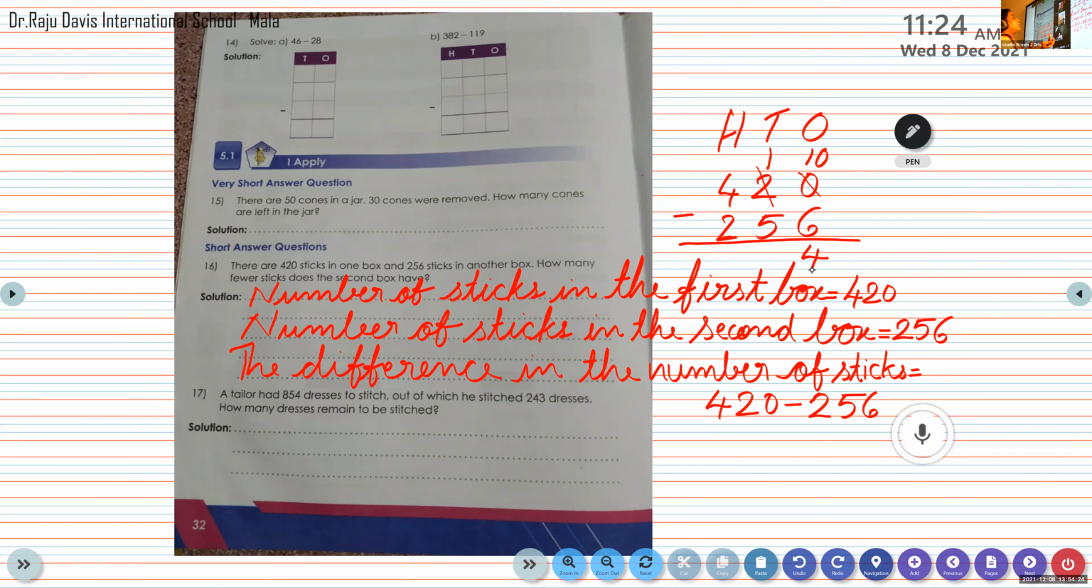Which number is going to share here? The number 4. In the hundreds place, 4 will share. So 4 will become which number? Again, we have to cut the number 4 and it will become 3. And what happened to this 1? This 1 also we have to cut. 1 will become 11. Now we can subtract 11 minus 5. Please subtract 11 minus 5.